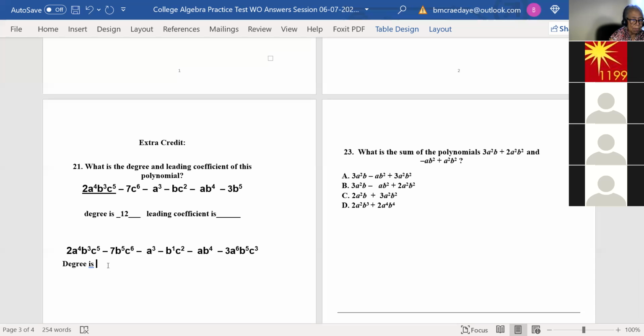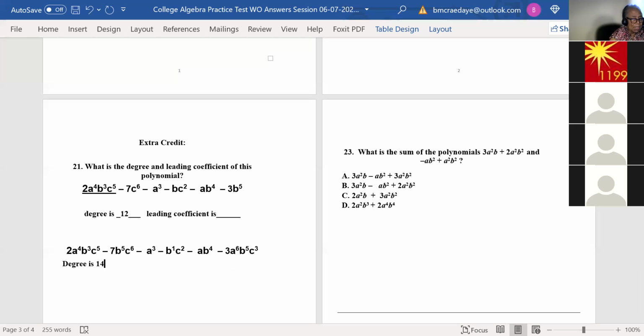You said the highest degree? What is the degree here? That's the combination of variable powers that's the highest of these 5 expressions. And that degree is 6 plus 5 plus 3. What is that number, Audrey? 14. So that's the degree.